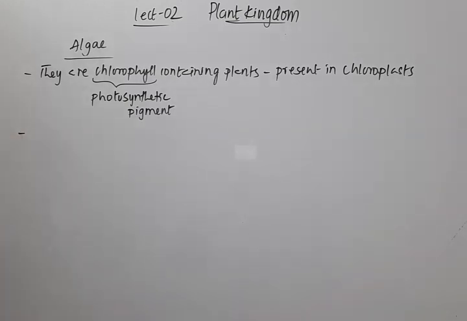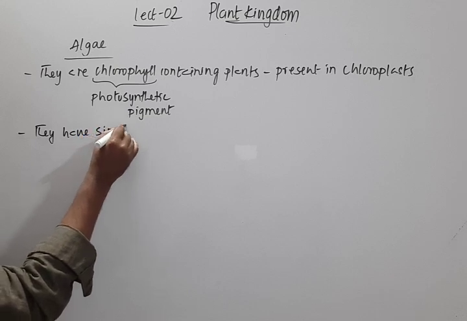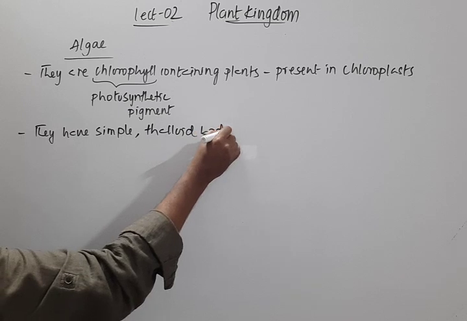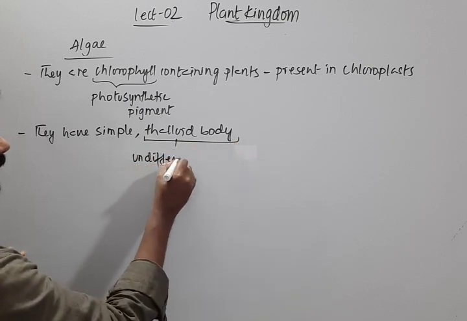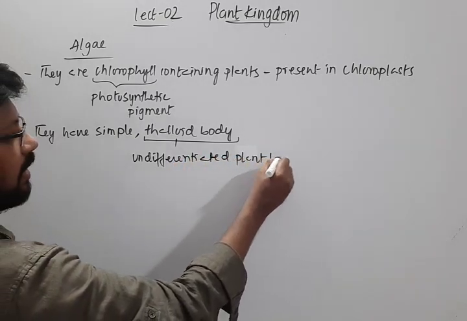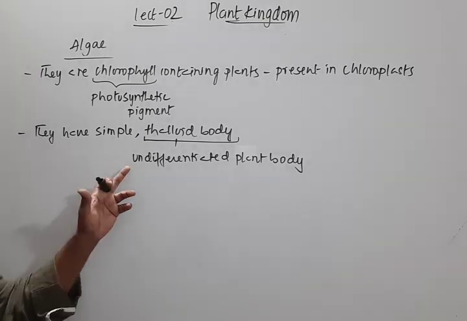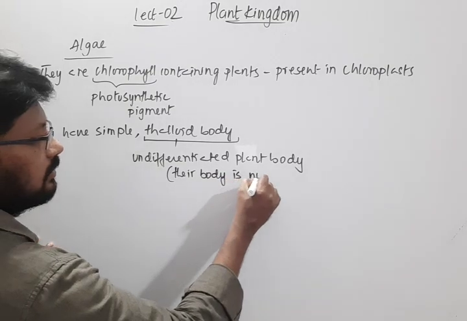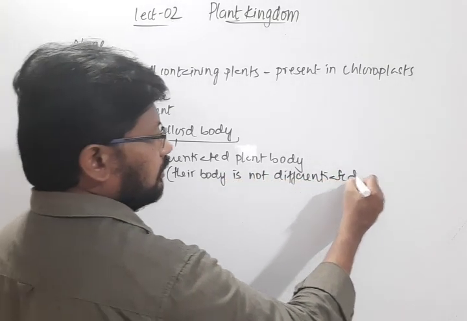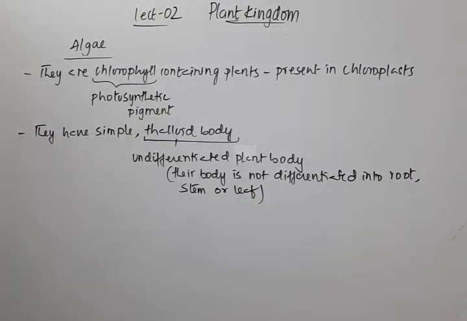Then the next point, they have a simple thalloid body. Here the thalloid body means they have an undifferentiated plant body, which means the plant body is not differentiated into root, stem, or leaf. So they don't have any of these parts. We call such a body a thalloid body.